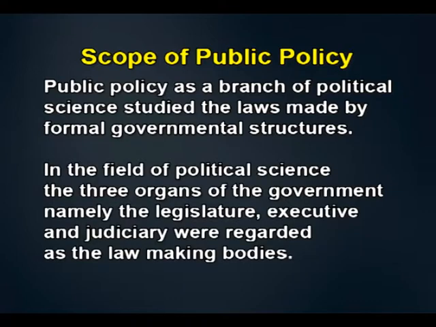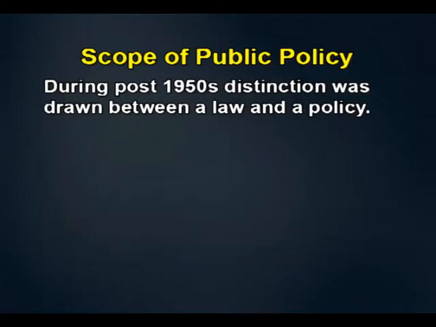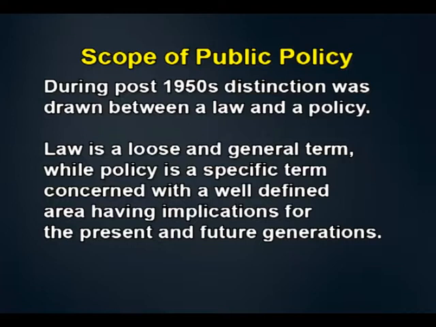In the field of political science, the three organs of the government, namely the legislature, executive and judiciary, were regarded as the law-making bodies. However, during post-1950s, distinction was drawn between a law and a policy. Law is a loose and general term, while policy is a specific term concerned with a well-defined area having implications for the present and future generations.